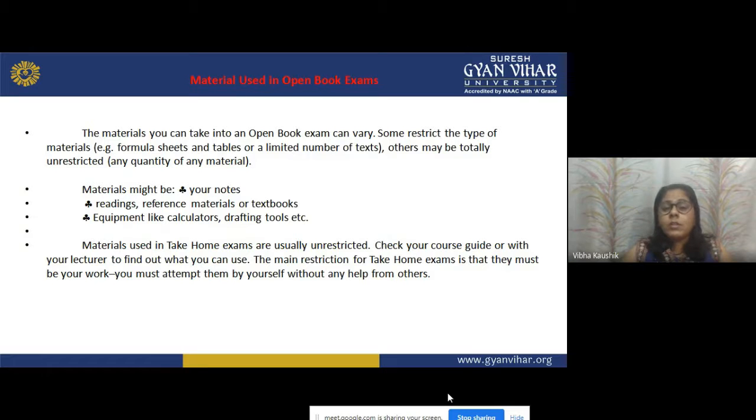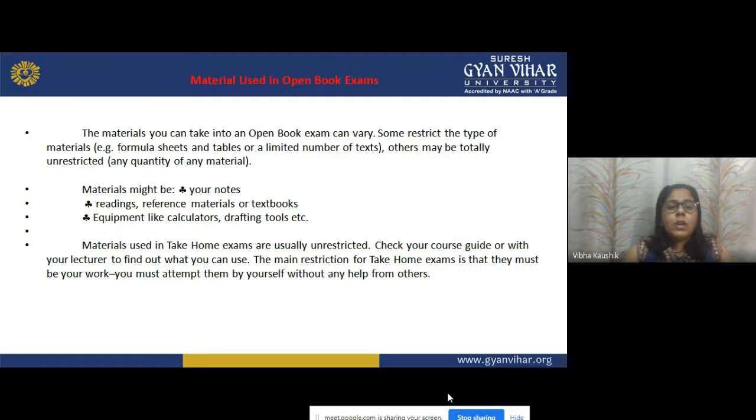What are the different materials that are used in an open book exam? The first one: the material you can take into an open book exam can vary. It means it can be anything which you can take to the examination hall. Some restrict the type of material, for example, formula sheets and tables, or a limited number of texts. Some open book examinations restrict the material to be used by the students at the time of giving the exams.